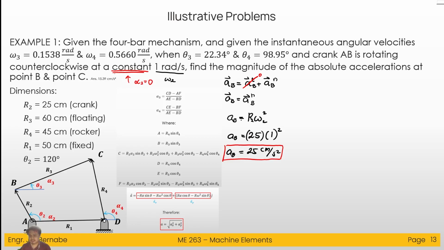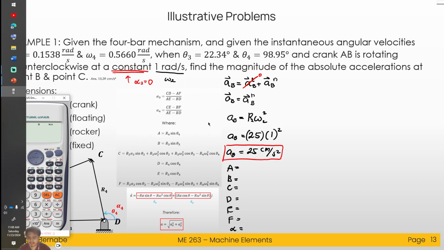So to find the absolute acceleration at point C, basically we need to find alpha 4. Alpha 4 is a function of everything here: A, B, C, D, E, F. We want to solve for all of these. They're not actually constants, but we can call them the parameters. We can solve for these using the parameters here. So we can solve A, B, C, D, E, F, and then we can find alpha.